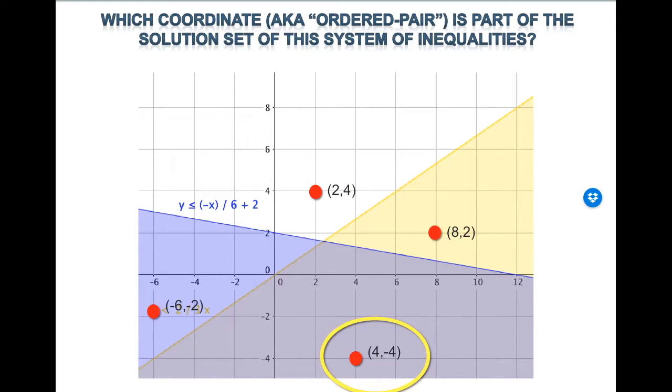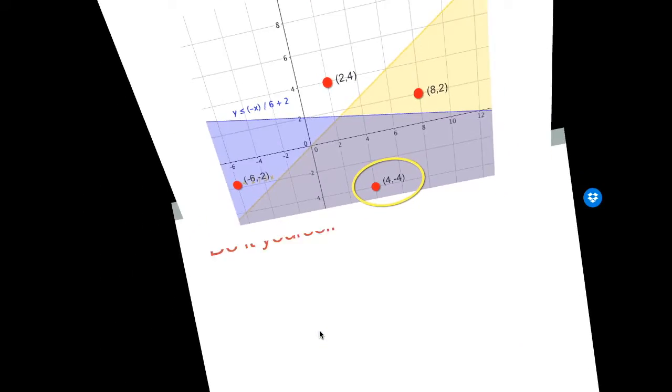This one is part of the solution set because if we look at this point here, (2, 4), it's not even in any of the shading. This (-6, -2) is only in the blue shading. This (8, 2) is in the yellow shading. Whereas this one here, this (4, -4), is in the intersecting part of the shading, also known as it's in the solution set.